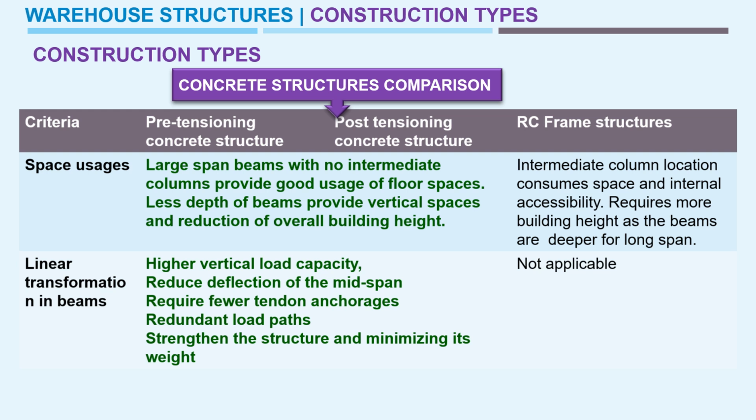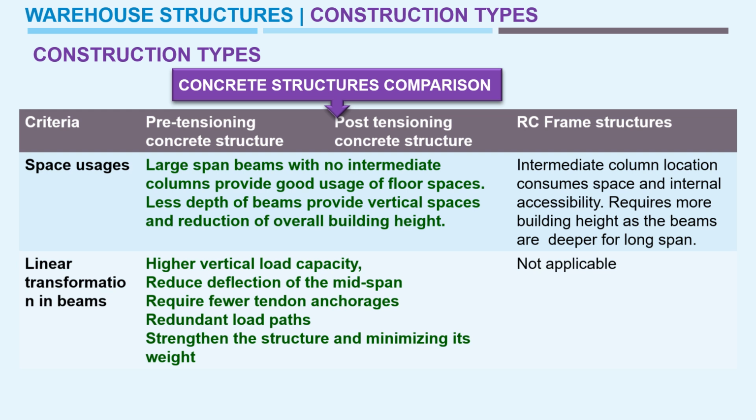Next one is space usage. For pre-tensioning and post-tensioning, large span beams with no intermediate columns provide good usage of floor space. Less depth of beams provides vertical space and reduction of overall building height. So this is possible with both; we can construct large spans with no intermediate columns, and the vertical depth can also be optimized. Similarly, in RC frame structures, intermediate column locations consume space and internal accessibility, and more building height is required as the beams are deeper for long spans.